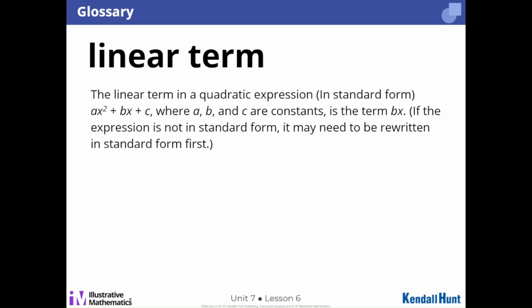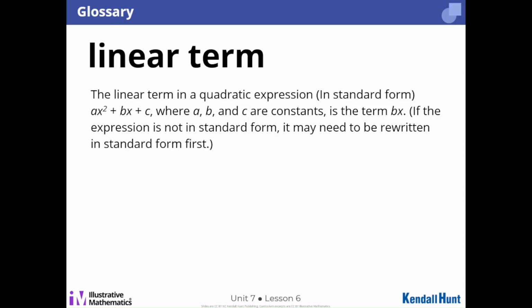Our next glossary term is linear term. The linear term in a quadratic expression in standard form, ax squared plus bx plus c, where a, b, and c are constants, is the term bx. If the expression is not in standard form, it may need to be written in standard form first. So a linear term essentially is when you have x with no exponent or x to the power of 1.